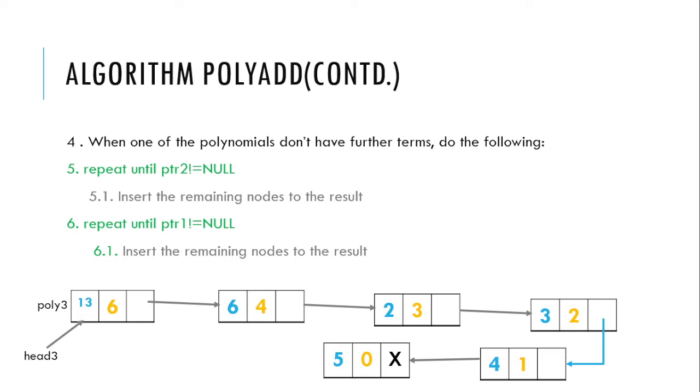In this figure, you can see the resultant polynomial, which is also represented as a linked list. Here also we can identify that the nodes are inserted into the linked list in descending order of their exponent fields. So this is about adding two polynomials by using linked list. Thank you.